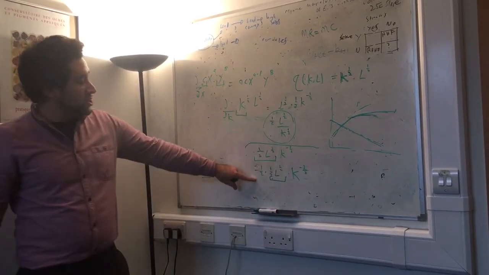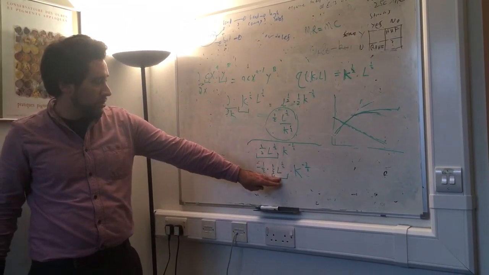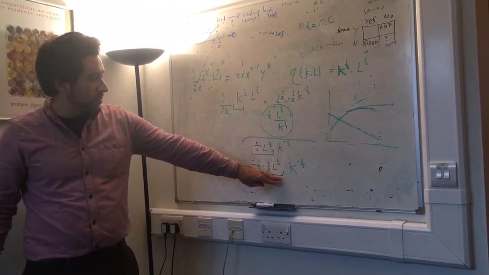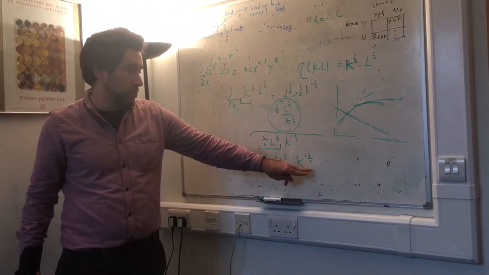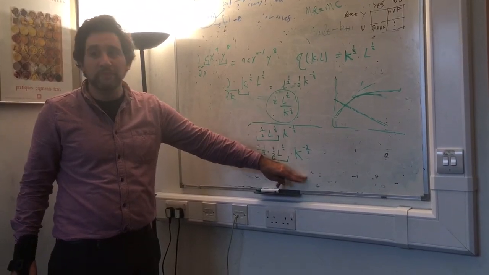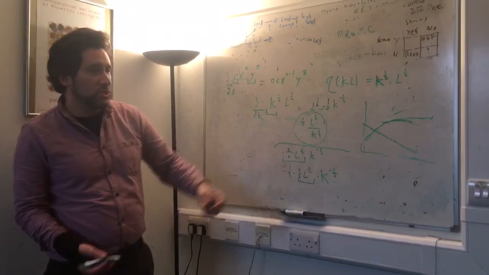Okay, and I see this is negative, right? A negative term, negative 1/2, times a positive term, 1/2 L to the 1/2, times another positive term, K to the negative 3/2. Okay, this is just 1 over K to the 3/2, which is obviously positive. So yeah, we see two ways of getting the second step.